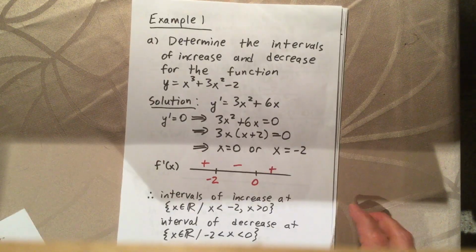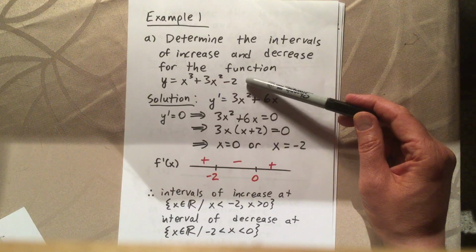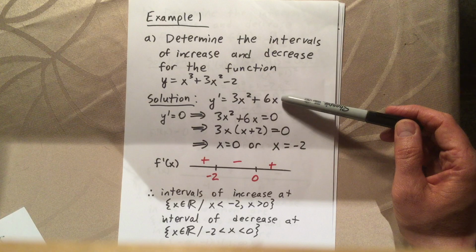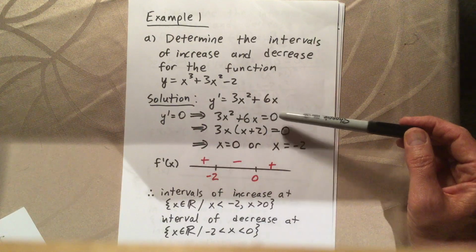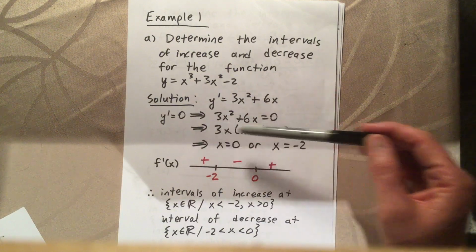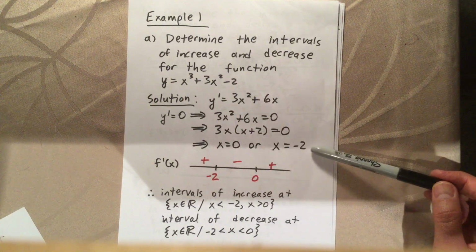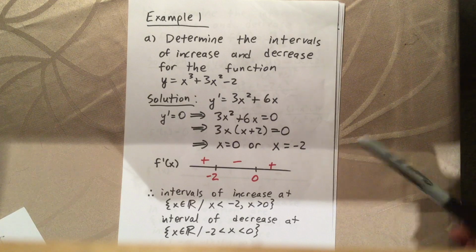In our first example, we'll determine the intervals of increase and decrease for the function y equals 3x cubed plus 3x squared minus 2. First thing we do is determine our first derivative, which is 3x squared plus 6x. Now we set that first derivative equal to 0, we factor the 3x, and we determine that the first derivative equals 0 when x is 0 or x is negative 2. That allows us to set up intervals to do interval testing.